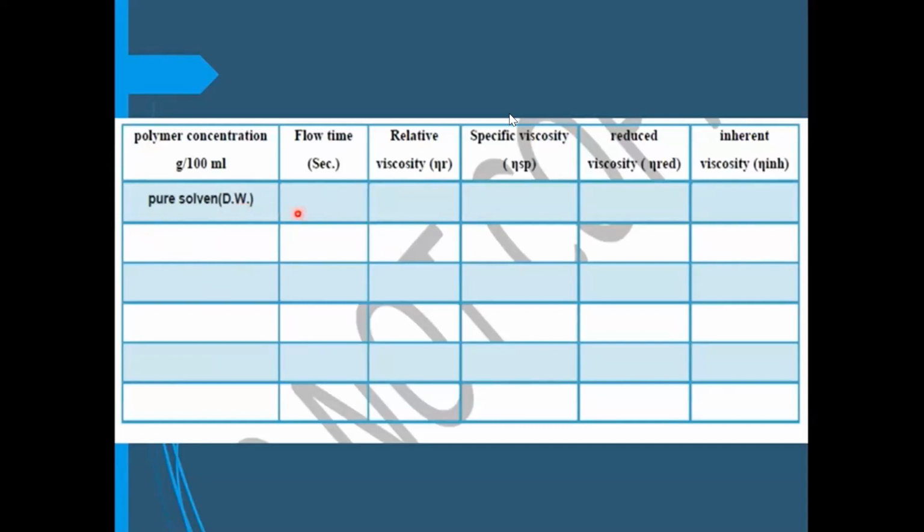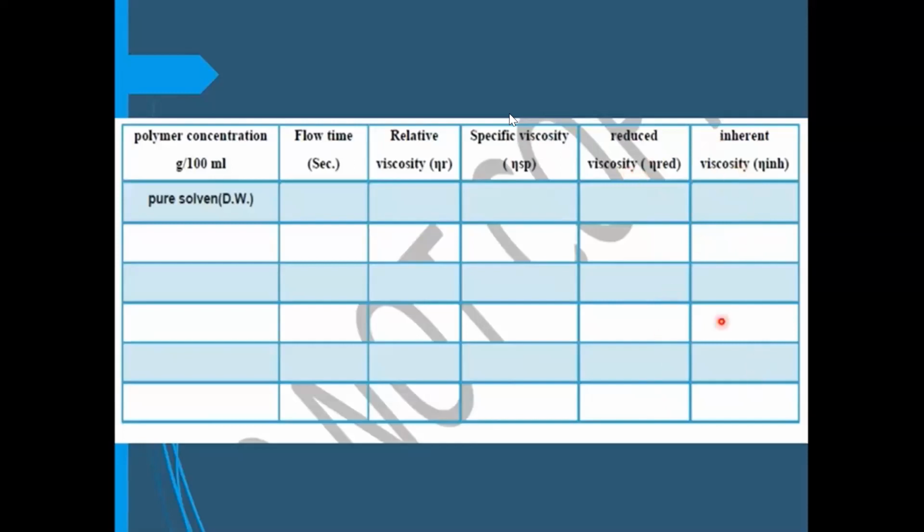By using T over T naught, the flow time of solution number 1 to the flow time of the solvent, I will calculate the relative viscosity. That means relative viscosity 1, 2, 3, until 5. Also specific viscosity 1 to 5, reduced viscosity 1 to 5, and inherent viscosity 1 to 5.